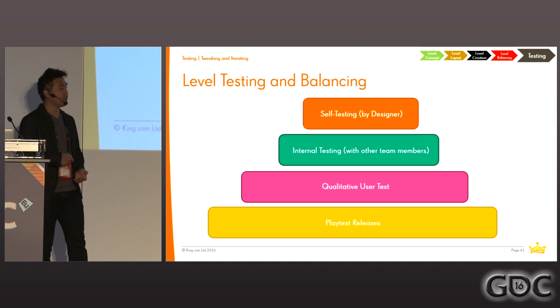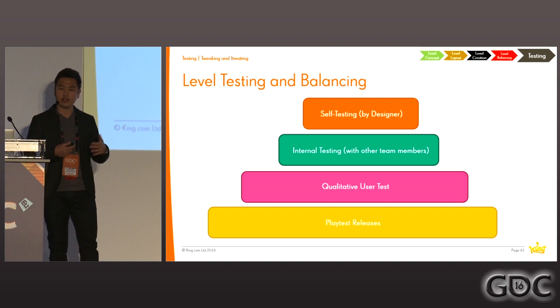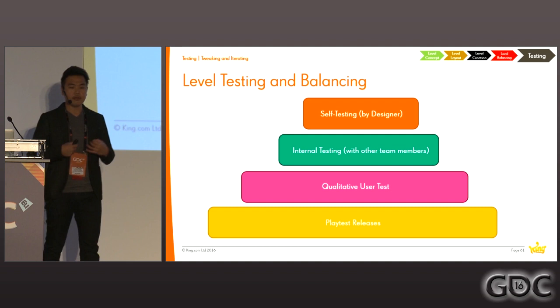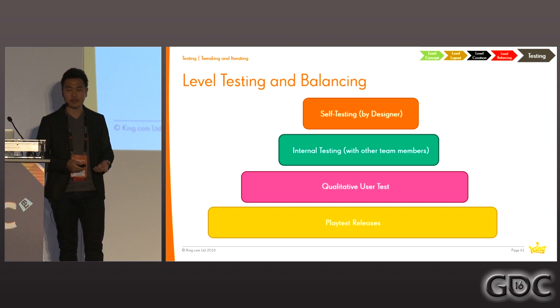We use different channels for this. We send it out to actual users, and they play the game and give their feedback as they talk through it while playing. If we get good enough feedback, then we send it out for playtest releases, which often means releasing the game in a country with a sample size of a few thousand people so that we get some quantitative data that we can work with.